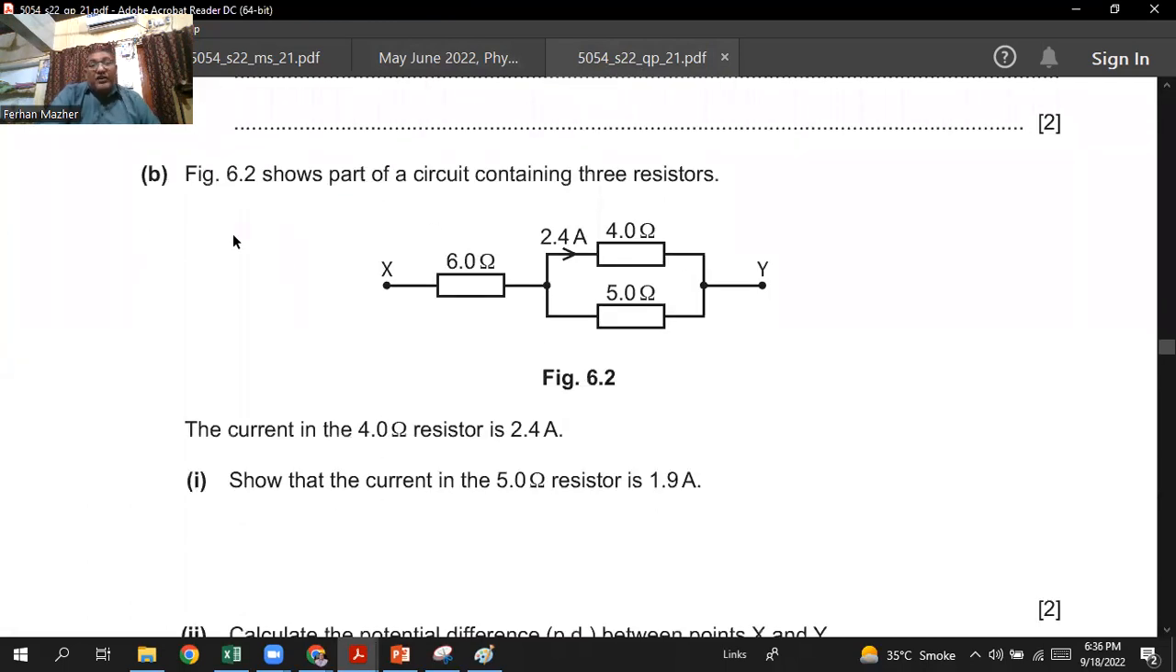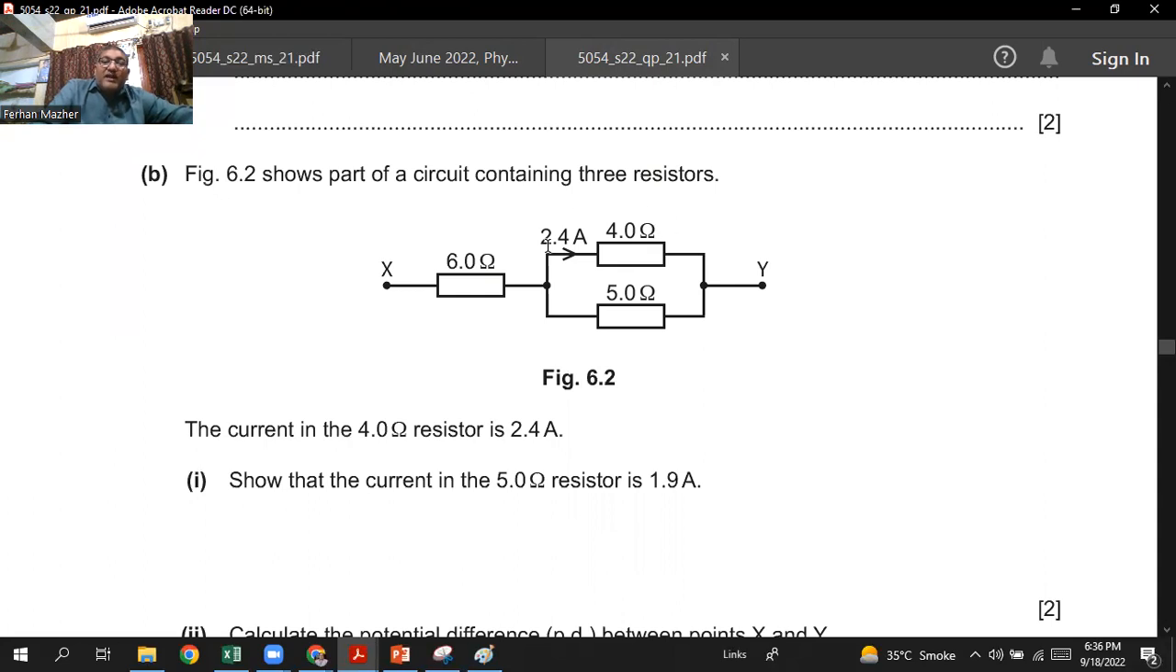Now Figure 6.2 shows part of a circuit containing 3 resistors. The current in the 4 ohm resistor is 2.4 ampere. Show that the current in the 5 ohm resistor is 1.9 amperes. Very simple. So these two resistors are parallel to each other. In the upper branch of the parallel circuit, I know the resistance and I know the current, so I can find the voltage drop here.